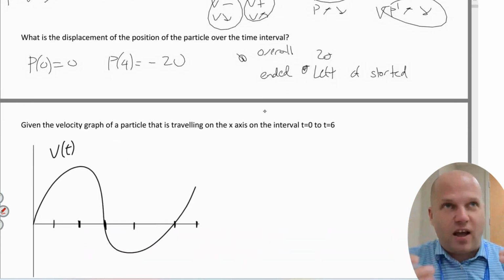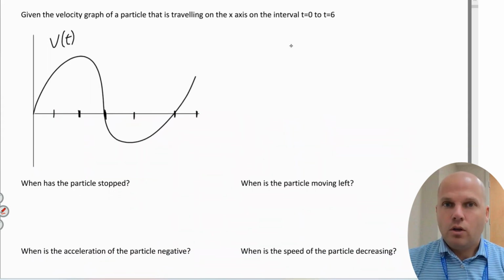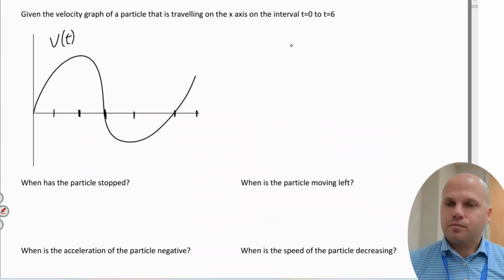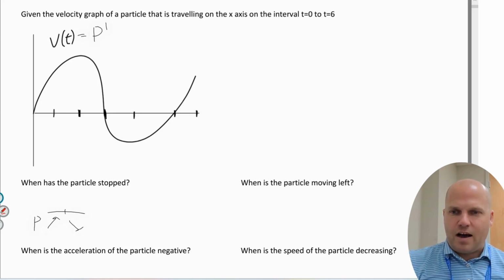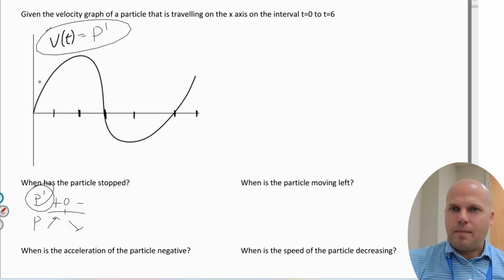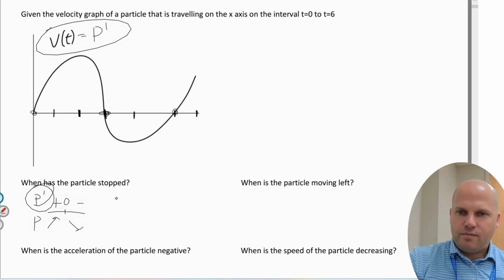So it's just F prime, F double prime. Oh, look, I'm giving you a velocity graph. This is how position is changing. When has a particle stopped? A particle has stopped when its position is neither increasing nor decreasing. When the position is flattened out, that's when the position's derivative is 0. I need to figure out when P prime is 0. V is P prime. I need to figure out when this is 0: at 0, 3, and 5.